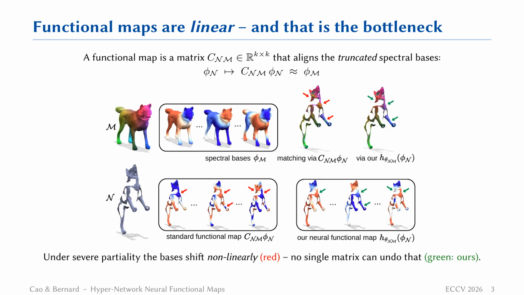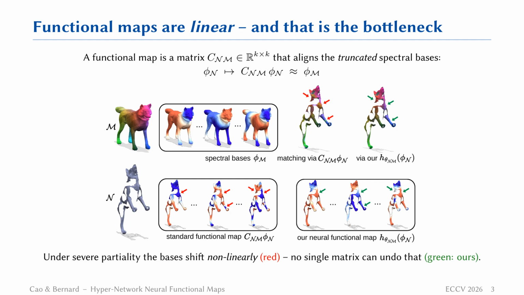So let me recall what a functional map is. Instead of matching points directly, we describe each shape by the first k eigenfunctions of its Laplace-Beltrami operator, its spectral basis. A correspondence then becomes a small k by k matrix C that maps one basis to the other. That matrix is linear, and that is the whole problem.